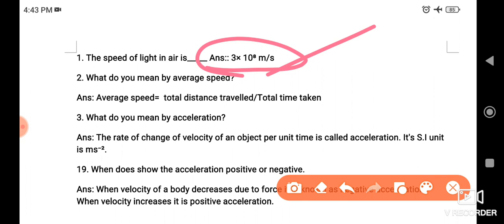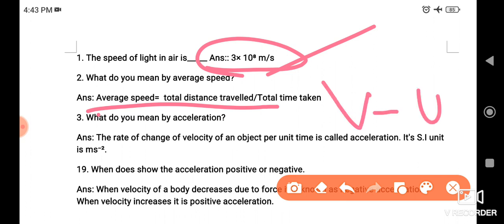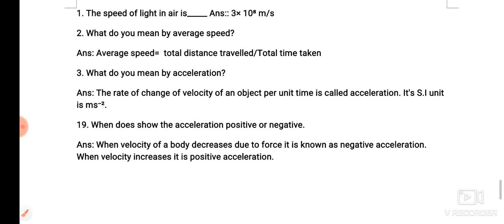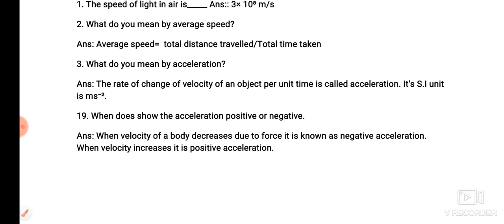Then what do you mean by average speed? All of you know the average speed is total distance traveled by total time taken. Then what do you mean by acceleration? All of you know that it is v minus u by t. The rate of change of velocity is known as what? Acceleration. The formula is a equals v minus u by t, and its SI unit is meter per second square.